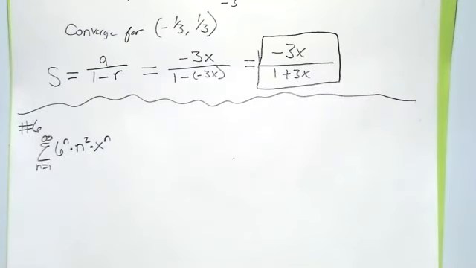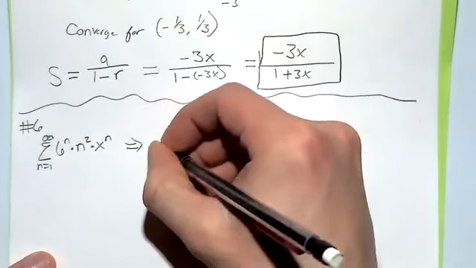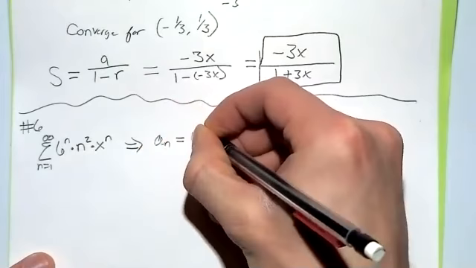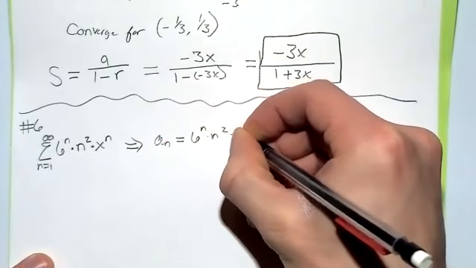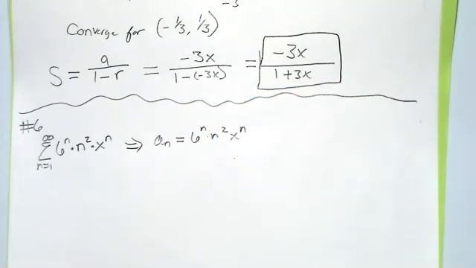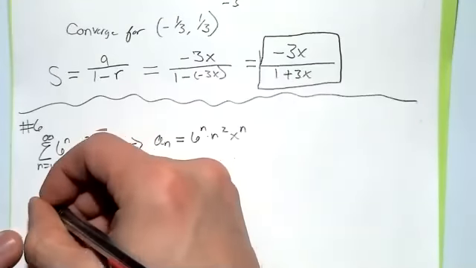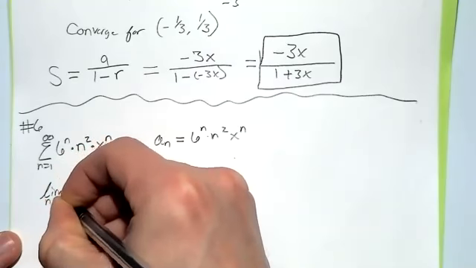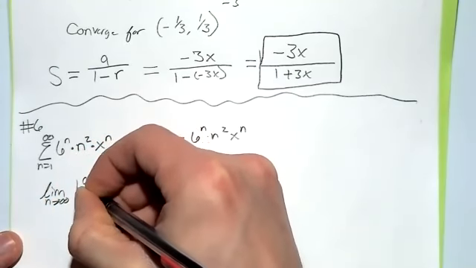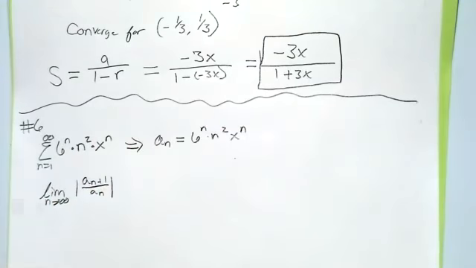Looking at this, there's no way we can get everything in terms of to the n power like we did above. So let's think about maybe doing a ratio test. What we will say is a sub n equals 6 to the n times n squared times x to the n. And then we're going to use that lovely formula. I'll write it out here: the limit as n approaches infinity of a sub n plus 1 divided by a sub n. Now you really get to see some math here because this one gets fun.